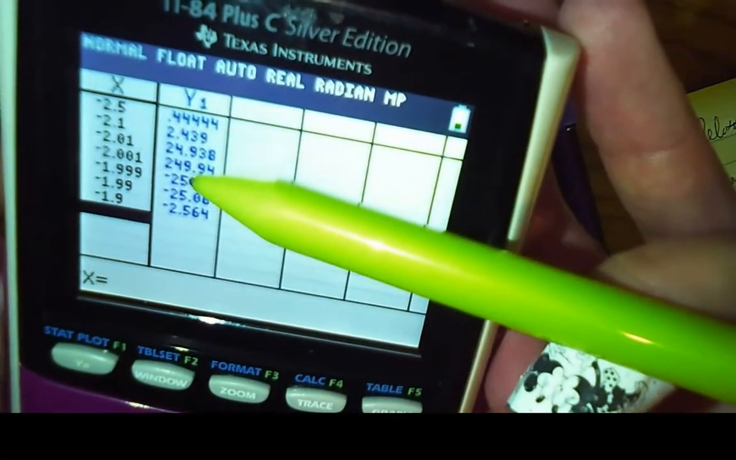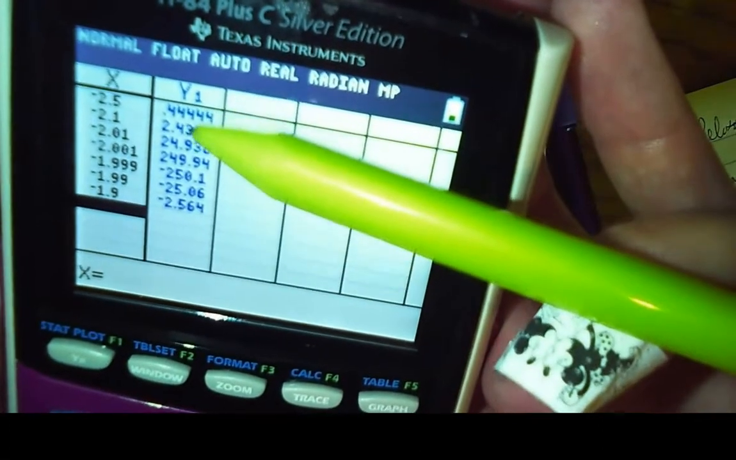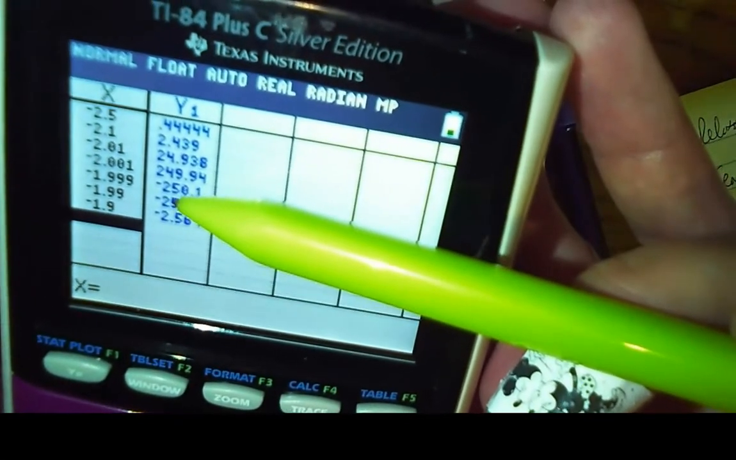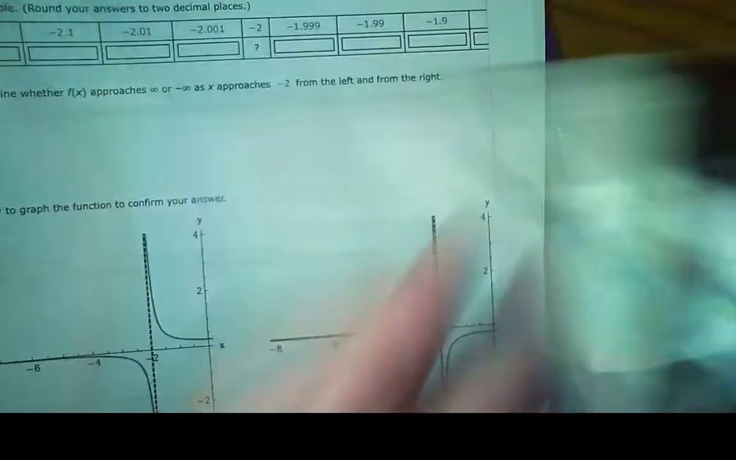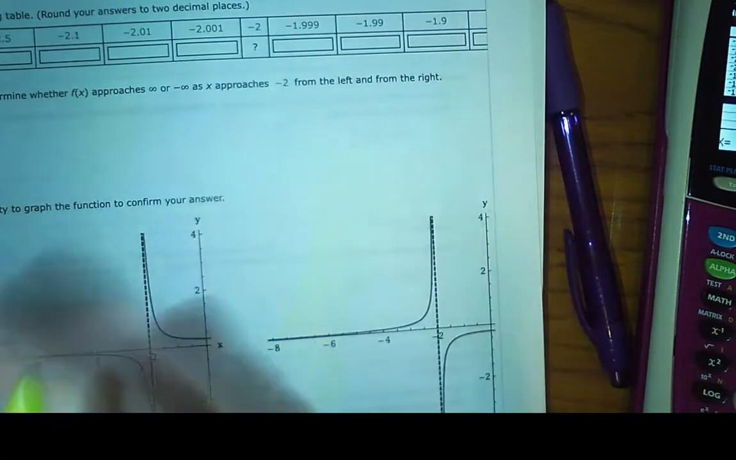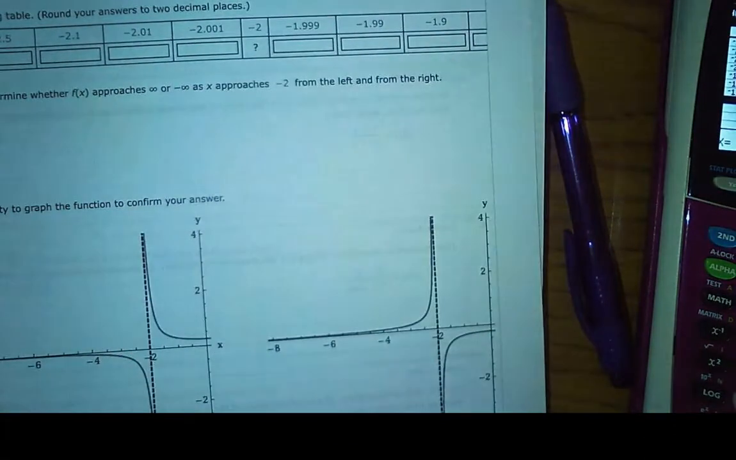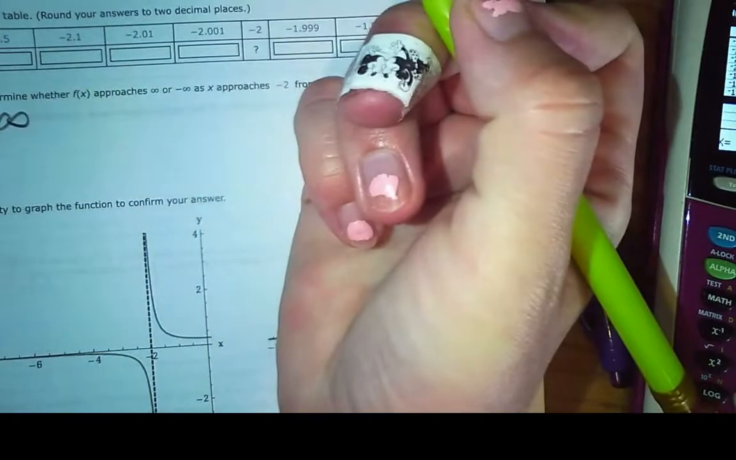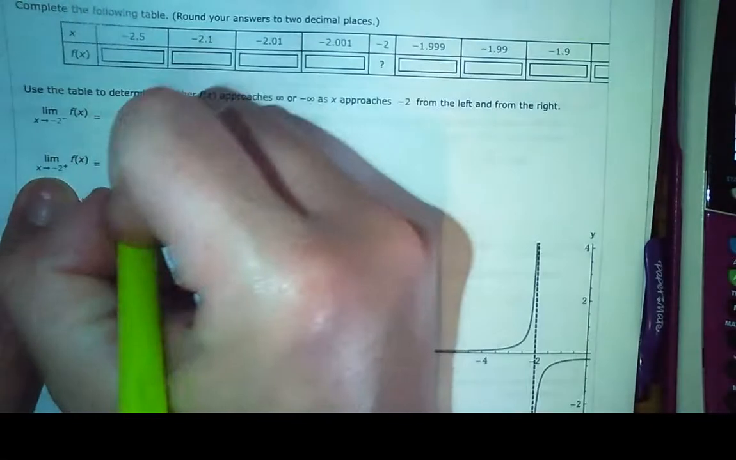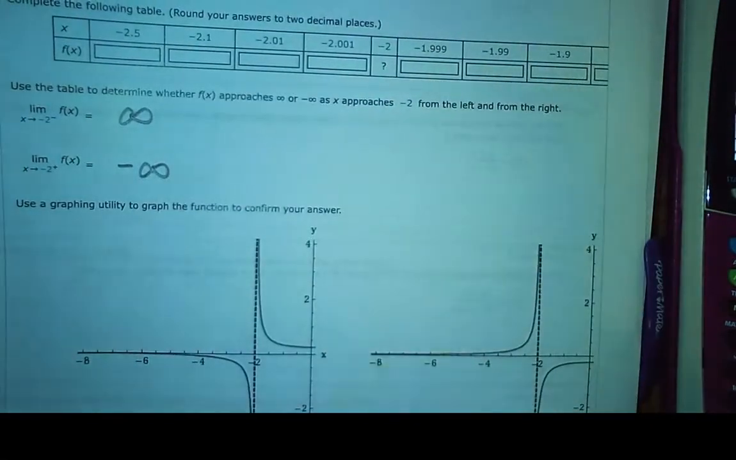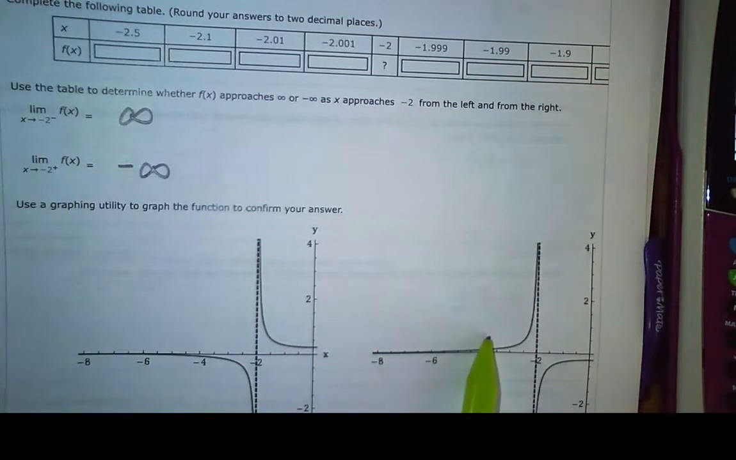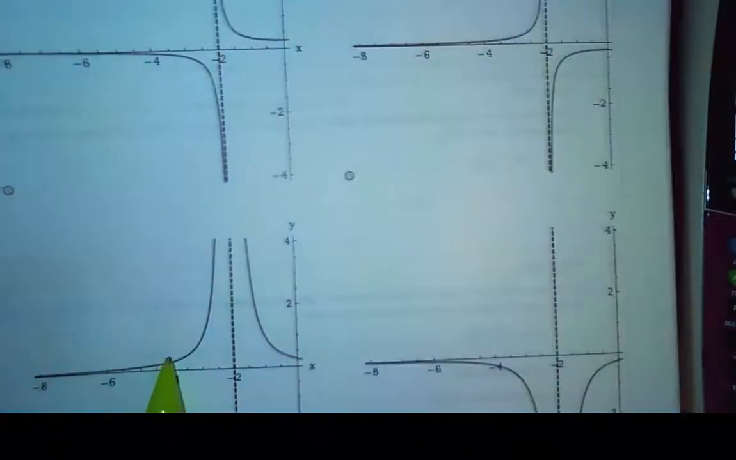So I'm going to approach it this way, and I'm going to approach it this way. As I come at it from this direction, they're going to get bigger but positive. As I come at it from this way, they're going to get large negative numbers. So what does that mean? What is the limit as x approaches negative 2 from the left? That's going to end up going to positive infinity. And what's the limit as x approaches negative 2 from the right? Well, that's going to end up being negative infinity. And now you just got to pick the graph. So I'm looking for, as I come at it from the right, my tail needs to go up. So that's a possibility. Okay, that's a possibility.